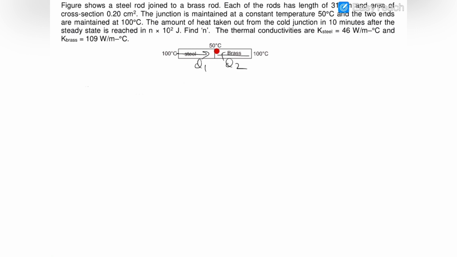And this combined heat, Q1 plus Q2, is being taken out in some way from this junction. So the combined heat which is taken out from the junction is Q1 plus Q2. Now we have to find out this heat. Now we know that Q1 will be equal to the temperature difference across steel, which is 50, upon the resistance of the steel, which is L by KA. Now L of each rod is given, and the value of K is in standard units. So you have to convert the length into meters.